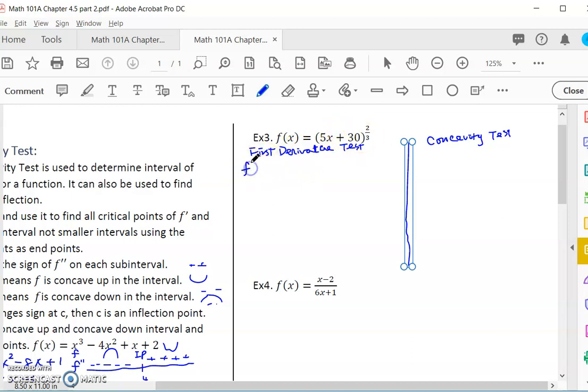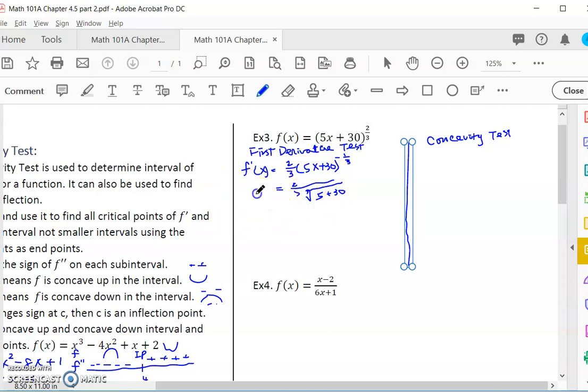So we do the first derivative. F prime of x is equal to, it is chain rule, 2 over 3, (5x plus 30) to the power negative 1/3, right? Because 2/3 minus 1 is negative 1/3. It's a root in the denominator, 5x plus 30, but it's a cube root, right? So this is what the derivative is.